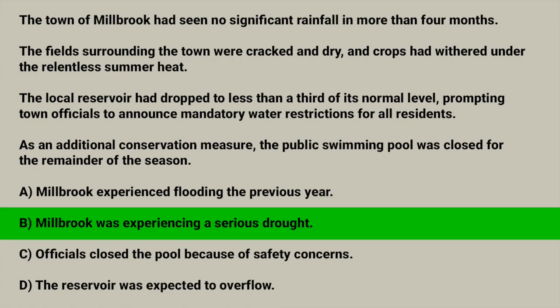For inference questions, the answer is not directly stated, but is strongly implied. No rain for 4 months, cracking fields, a low reservoir, and water restrictions all point clearly to a drought, even though that word never appears. Choices A and D directly contradict the passage. Choice C guesses at a reason not given. Stick to what the passage supports, not what sounds plausible.